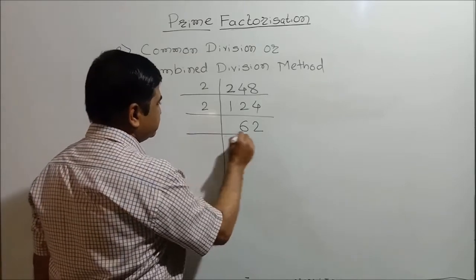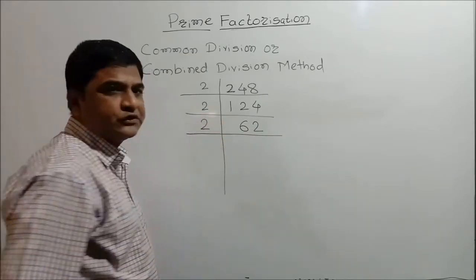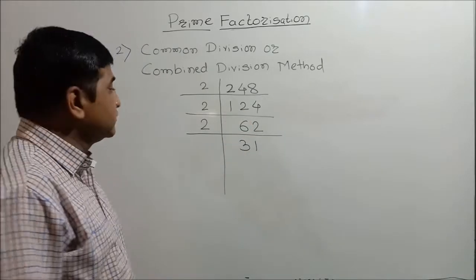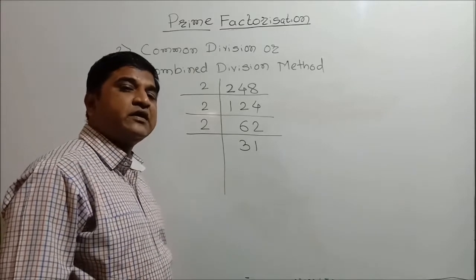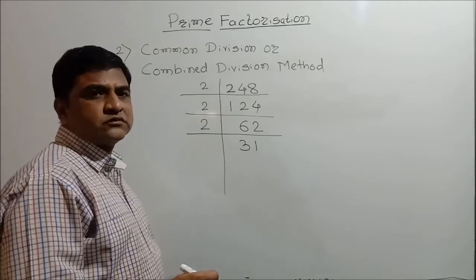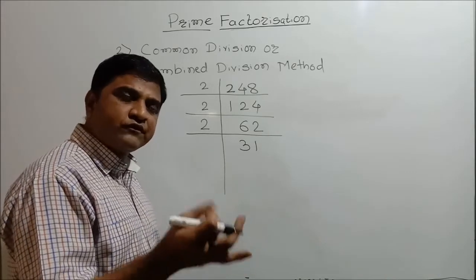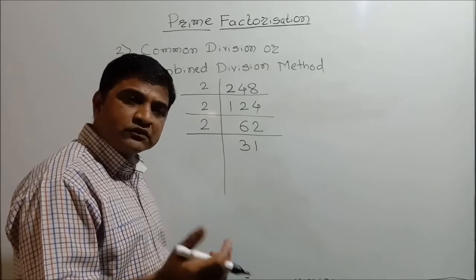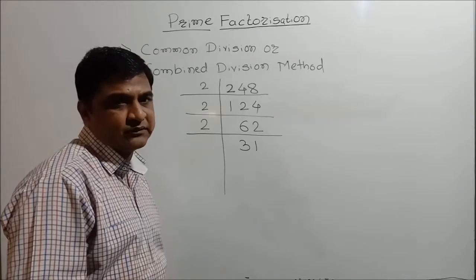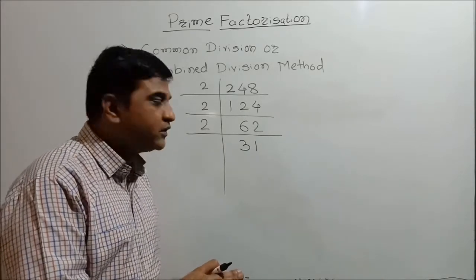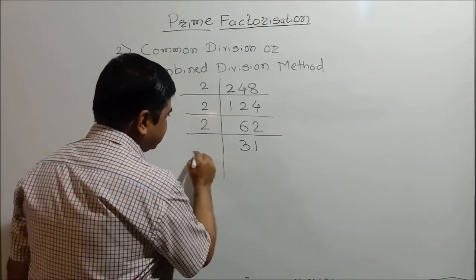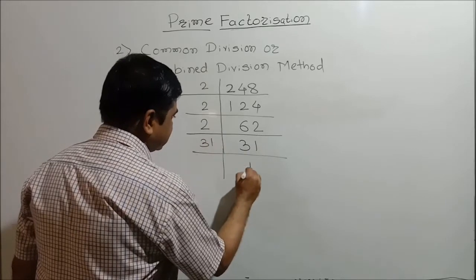Okay, 62 being an even number, I am going to divide it by 2. And now I got the quotient as 31. Well, can 31 be divided by any other prime number? Try for 2, try for 3, try for 5, try for 7. No. 11, no, not possible. 13, not possible. Because 31 itself is a prime number and cannot be divided by any other prime number. So we'll stop here because 31 can be divided by 31 only, and 31 ones are 31.